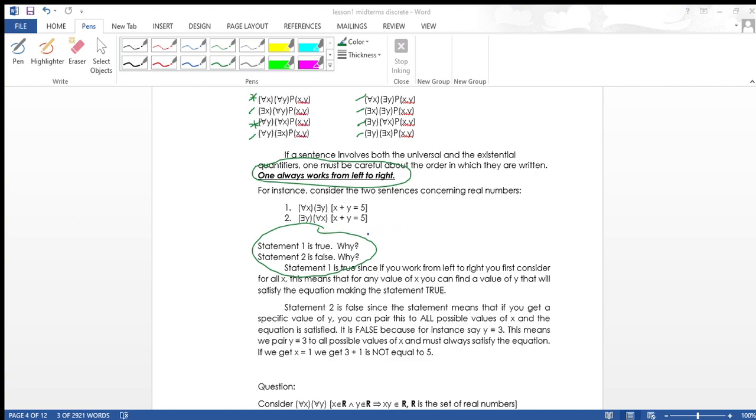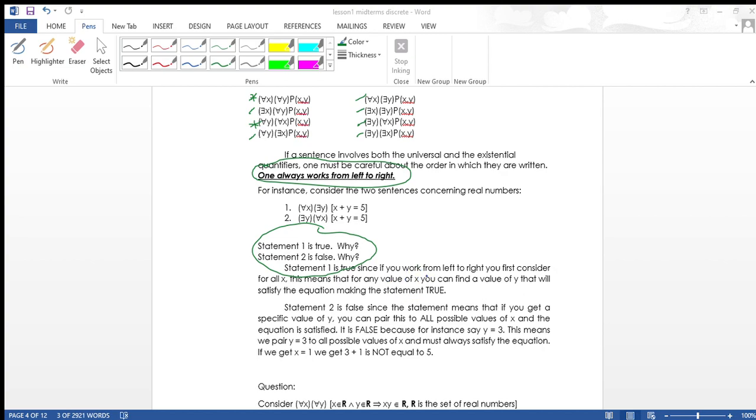Okay, there exists a y. So for example, if we set y is 3, this is telling us that if you choose y is 3, you can pair 3 to all real numbers represented by x. Let's say x1, x2, x3, etc. So that when you get 3 plus x1, it will be equal to 5. When you get 3 plus x2 is equal to 5. 3 plus x3 is equal to 5. And clearly, that statement will be false, right?